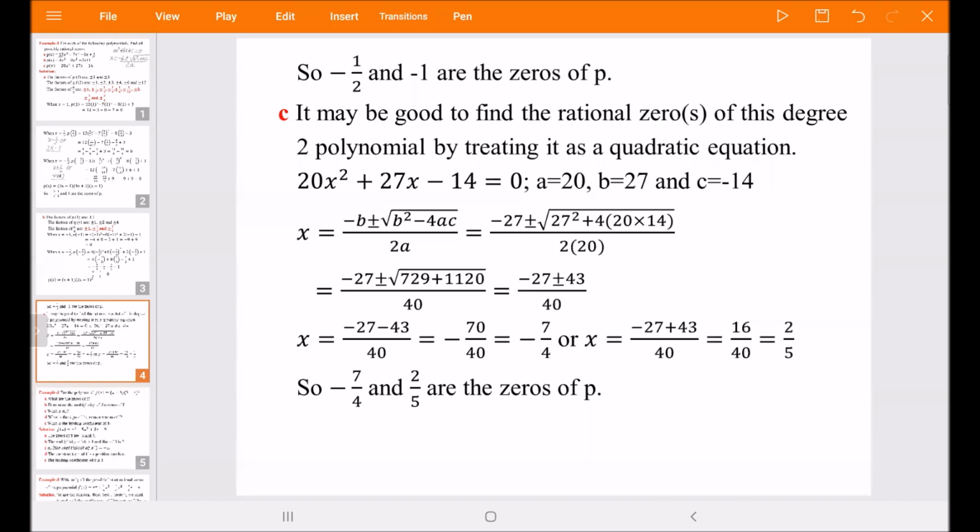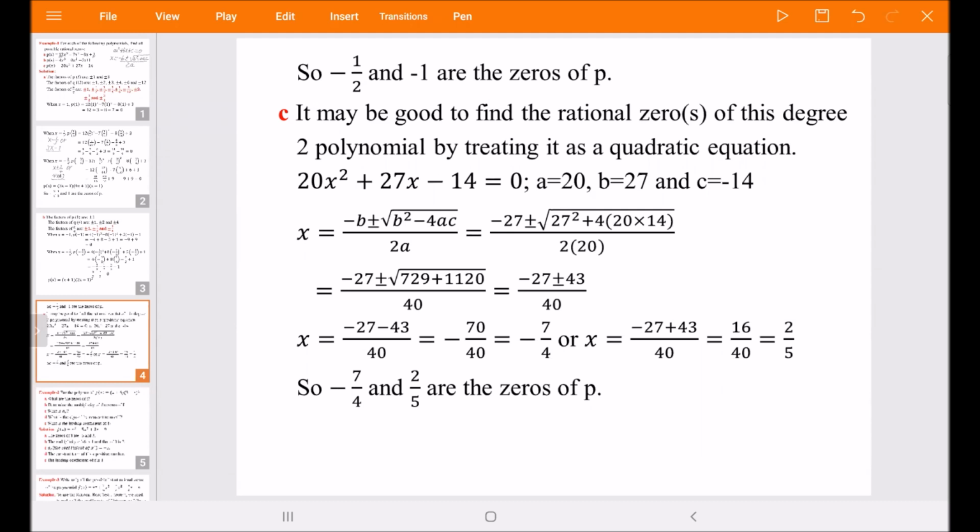Minus 27 plus 43 is equal to 16. 16 over 40 is equal to 2 over 5. That means the rational zeros of this degree 2 polynomial are minus 7 over 4 and 2 over 5. If you try to solve this problem, you come up with the same answers.